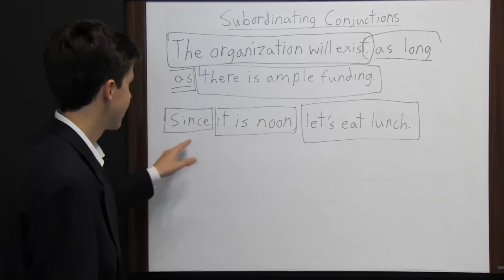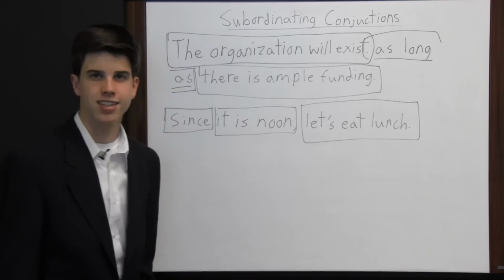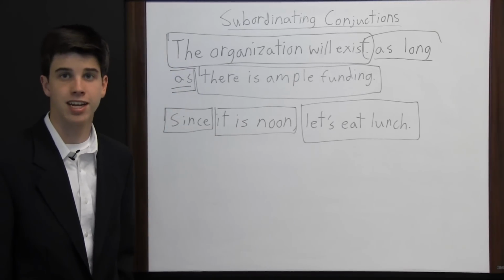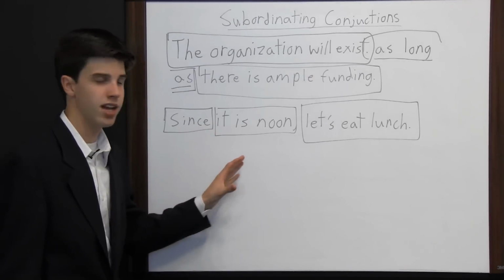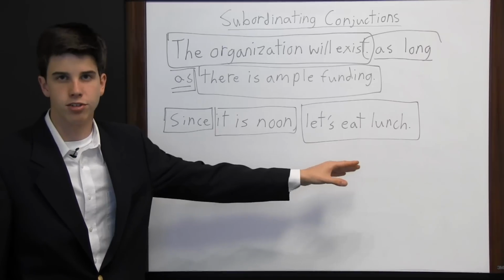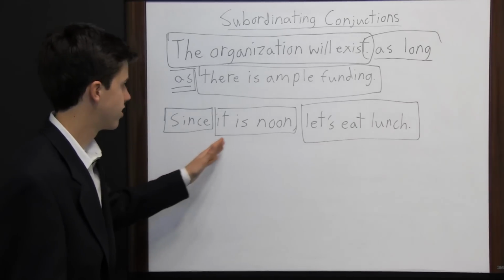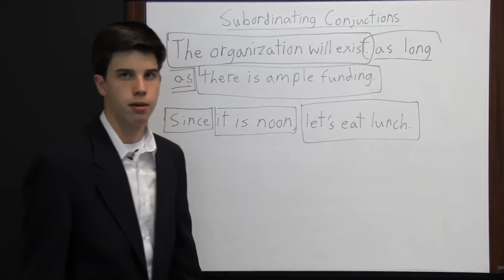Because if we just said, since it is noon, that wouldn't make any sense. That would be a fragment because it's incomplete. So a subordinating conjunction makes the rest of the sentence dependent on something else to complete it. That way, since it is noon, let's eat lunch makes sense.